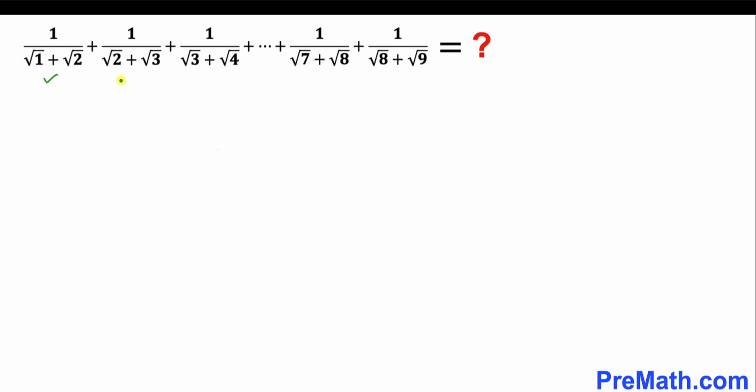In this video, we are going to find the sum of this given series that involves these radical expressions, as you can see over here. And here's our problem. The first expression is 1 divided by square root of 1 plus square root of 2, and it goes all the way to 1 divided by square root of 8 plus square root of 9.